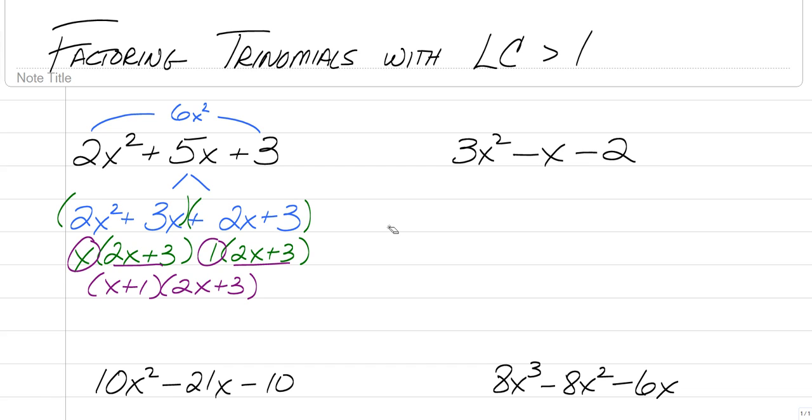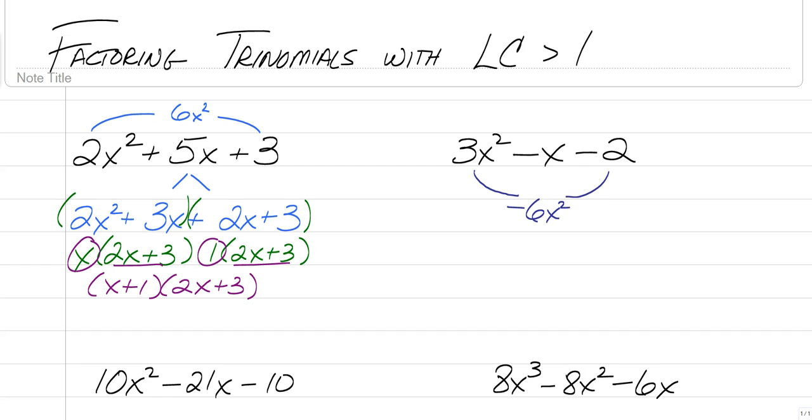For the next one, I'm just going to show you Batman. Why am I going to show it to you? No other reason than it looks cool. So the same thing: you still have to multiply the first term and the last term together. 6x squared times a negative 2 is a negative 6x squared.